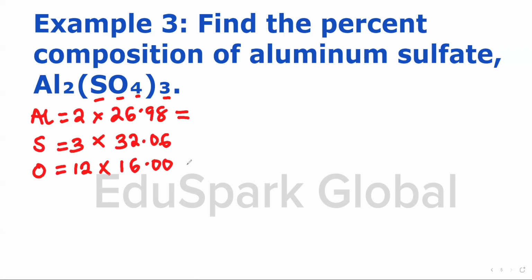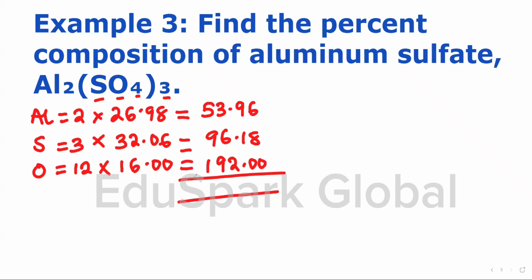And we calculate 2 times 26.98 is 53.96. 3 times 32.06 is 96.18. 12 times 16 is 192. Now, if we add them up, this gives me 342.14.